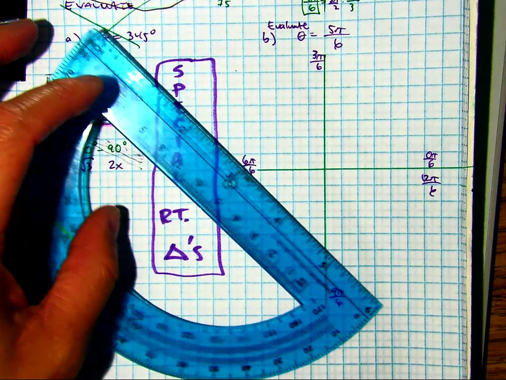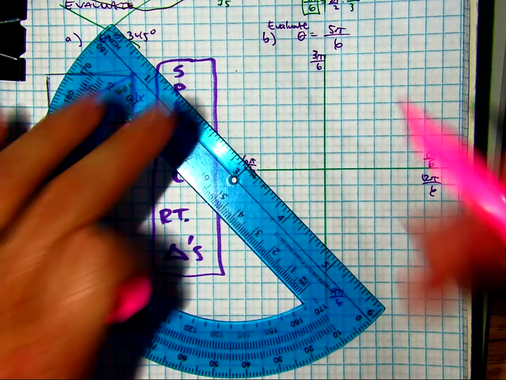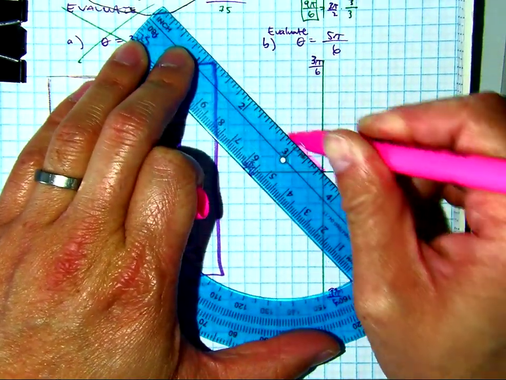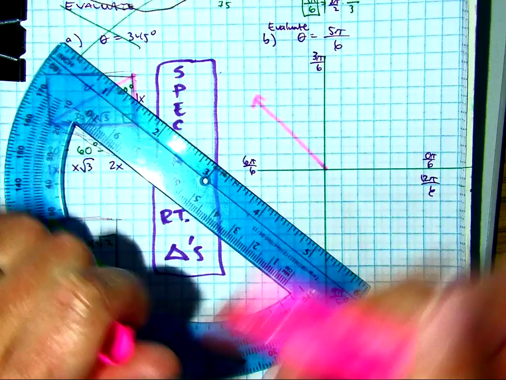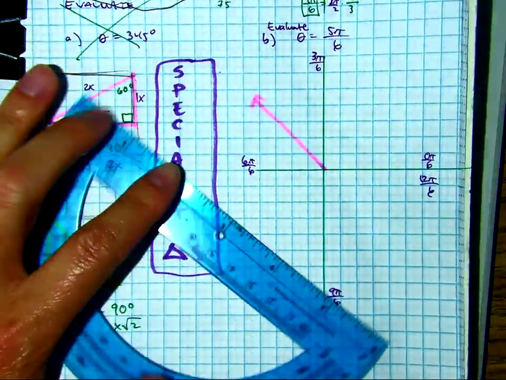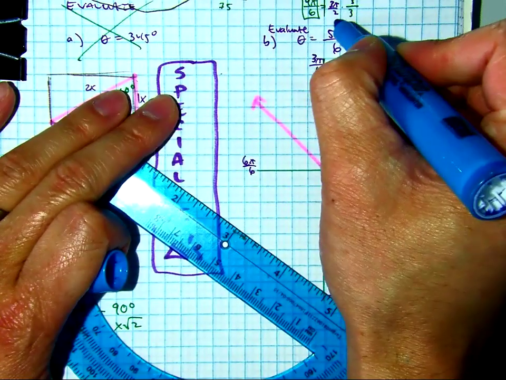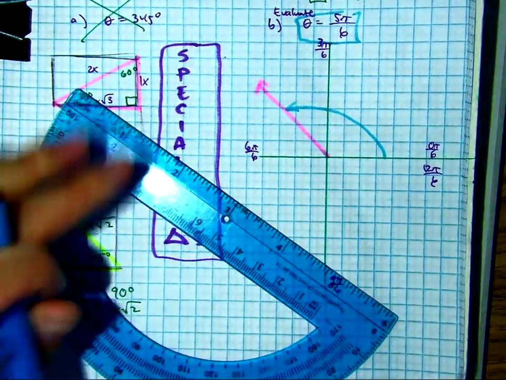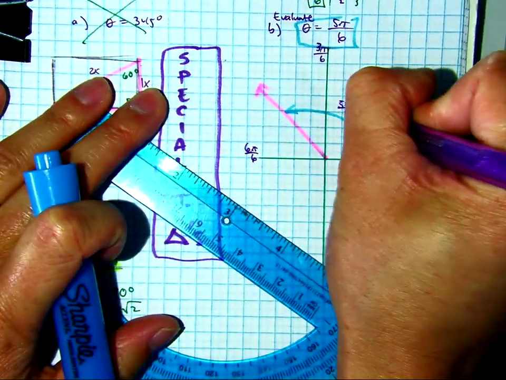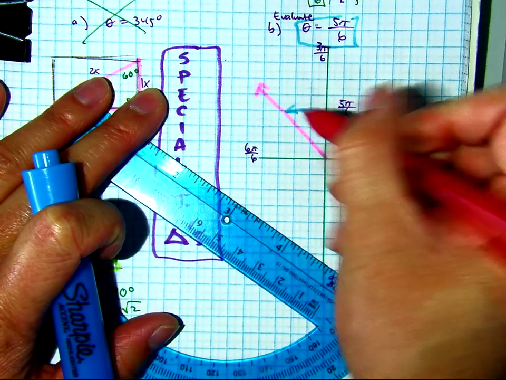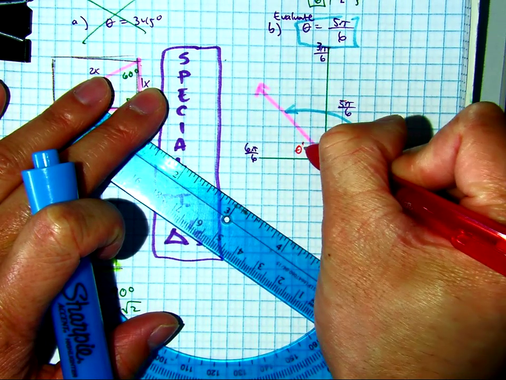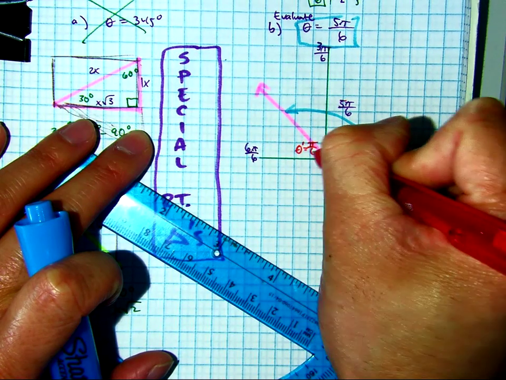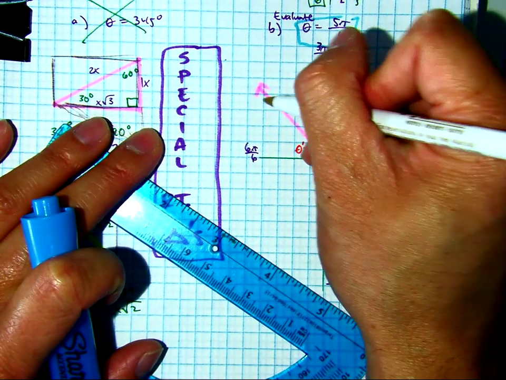So if I come over here to quadrant 2, to review yesterday's lesson, theta, this is 5 pi over 6. And then we said inside the triangle, theta prime is equal to what? Pi over 6, right? Okay, so here's our triangle.